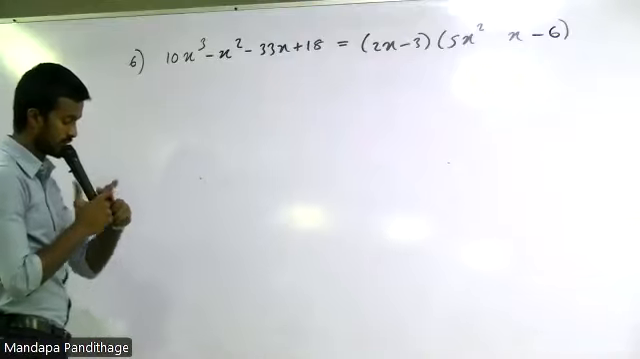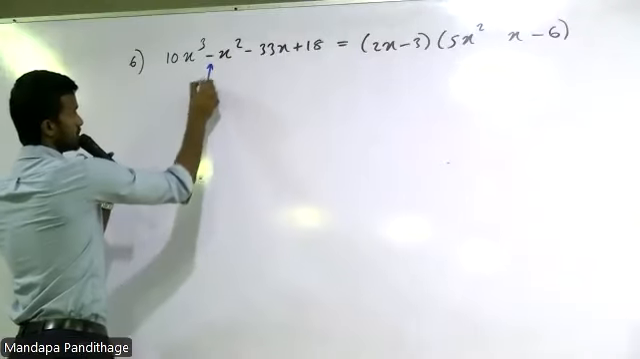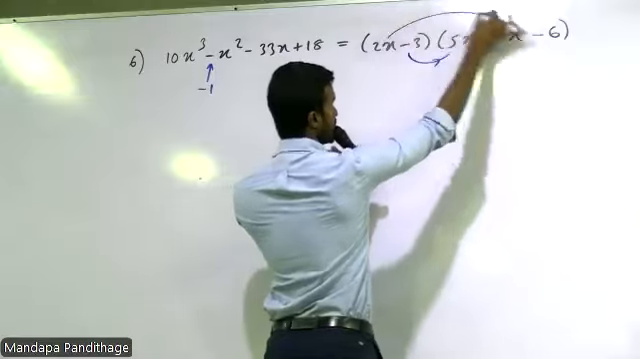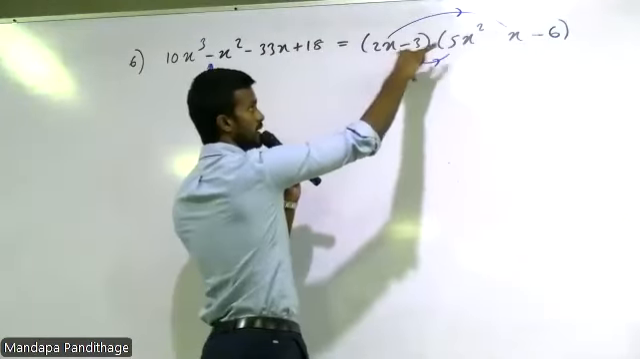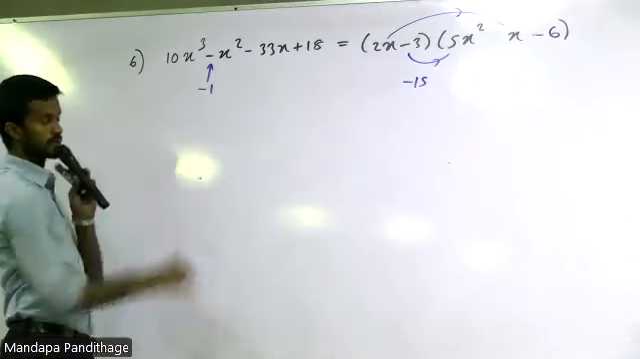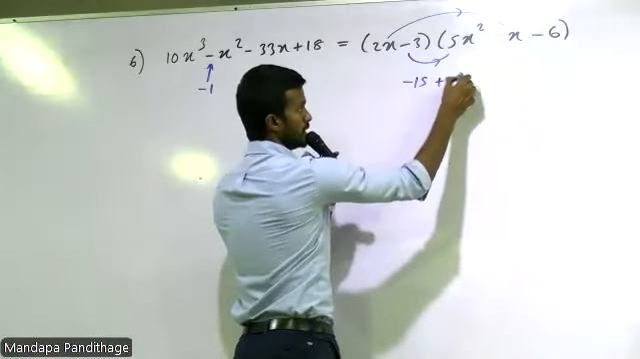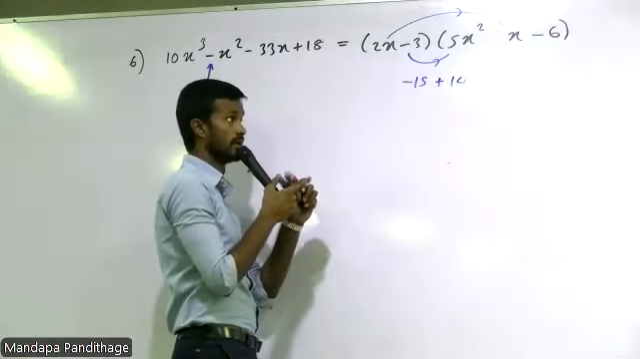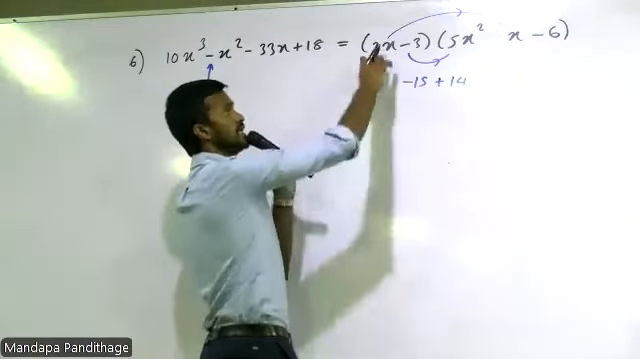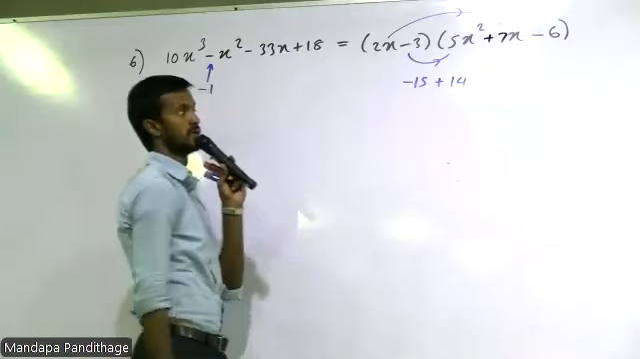And then consider the x squared. If you consider the x squared, you can see the coefficient is minus 1. Here there are two places that we get x squared, and from here we get minus 15. If I want minus 1, I already got minus 15. I need to have this plus 14. Then which gives you 14? Here it's 2. So 2 into plus 7 gives you plus 14.